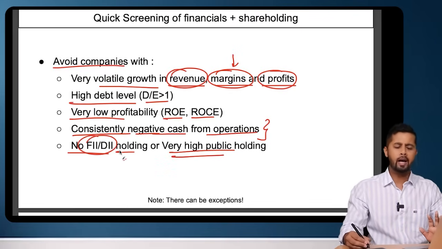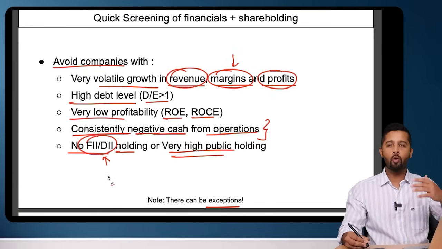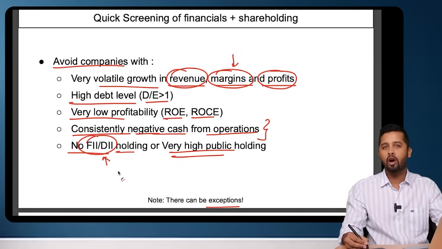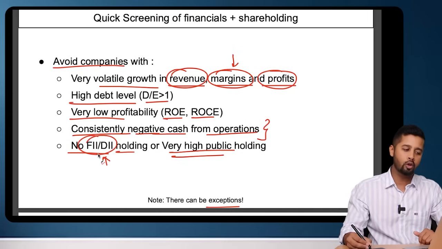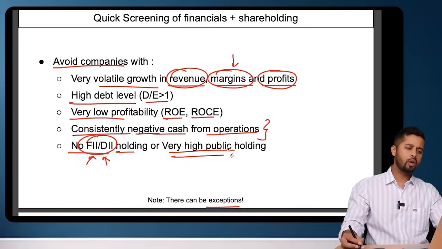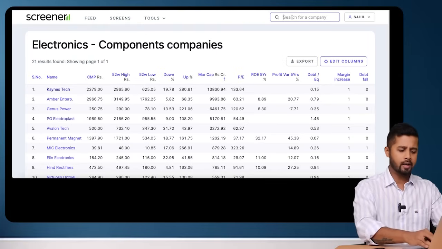And if there is no FII/DII holding, of course there can be some exceptions, but mainly if FII/DII holding is not there, then it becomes very risky. And if FIIs and DIIs are not investing, then there should be some reason for it, right? Of course, in micro caps, normally FIs and DIs don't invest, but micro caps are anyway too risky. So basically, this is just my quick filter criteria for shortlisting companies.